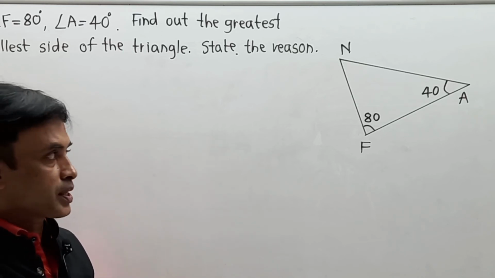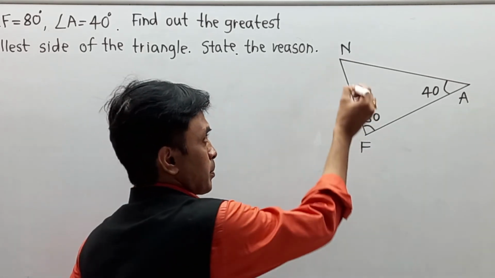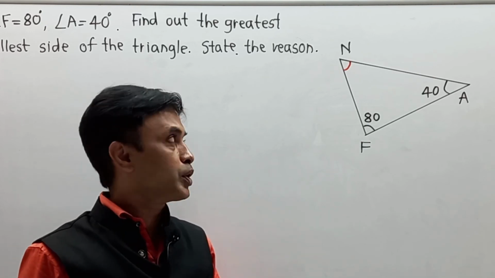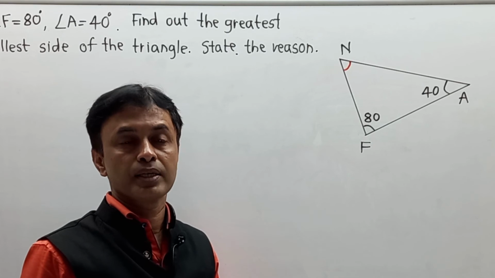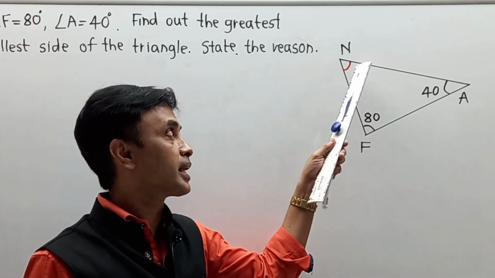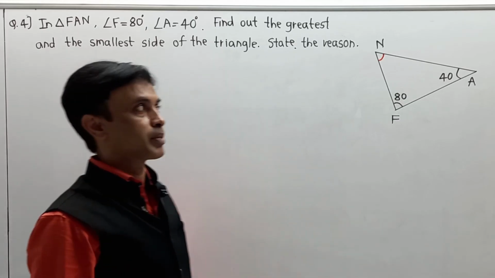Here we know F is 80 degrees, we know A is 40 degrees, but presently we don't know the value of this angle. So our main problem is that we don't know whether it is the smallest, greatest or middlemost. So first of all we have to find the third remaining angle, that is angle N, and after getting that, we can declare the answer. So please pay attention one by one.